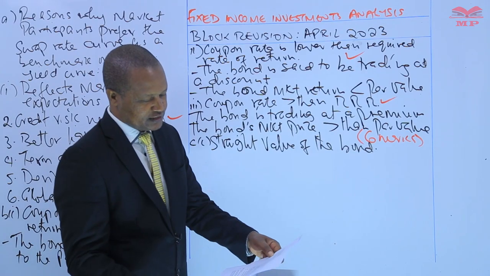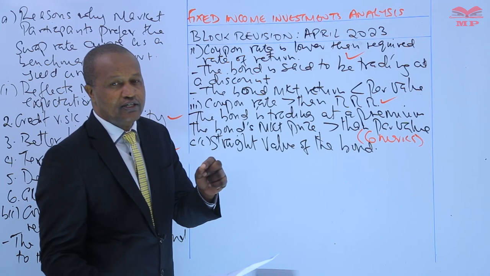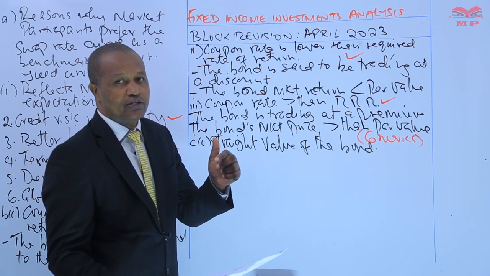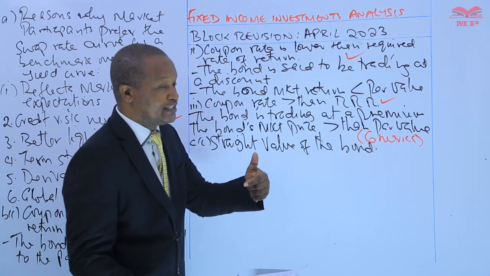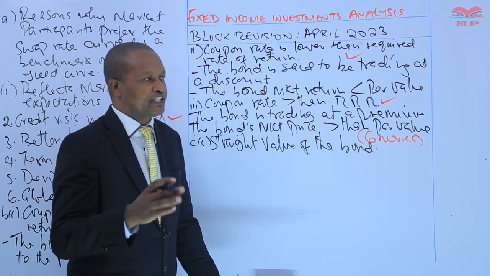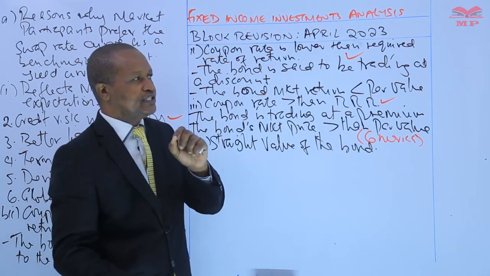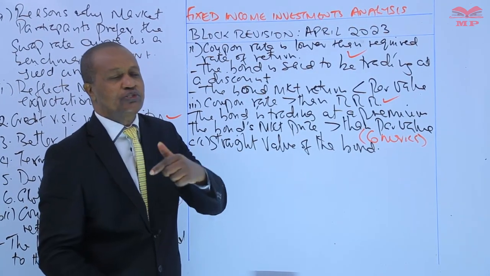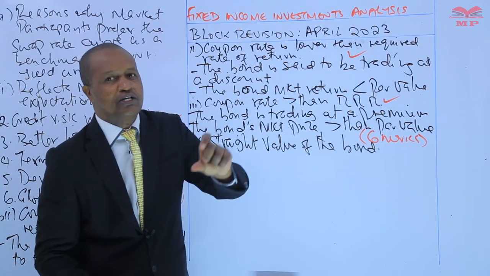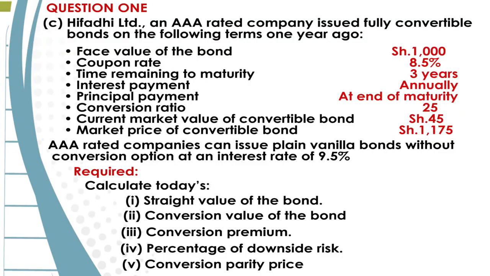First of all, candidates, what is a AAA rated company? Now, AAA rated companies are those companies that have been assigned the highest credit rating by a credit rating agency. And such high rating indicates that the company has an exceptionally strong capacity to meet its financial commitments, and it is considered to have the lowest credit risk among all the rated entities. That is a AAA rated company. Hifadhi Limited is an AAA rated company.